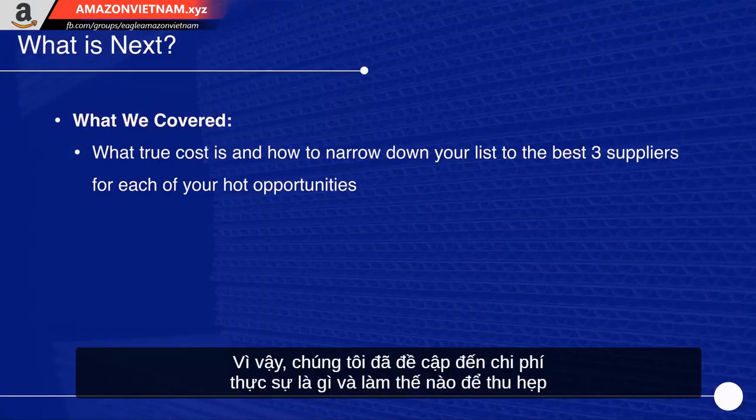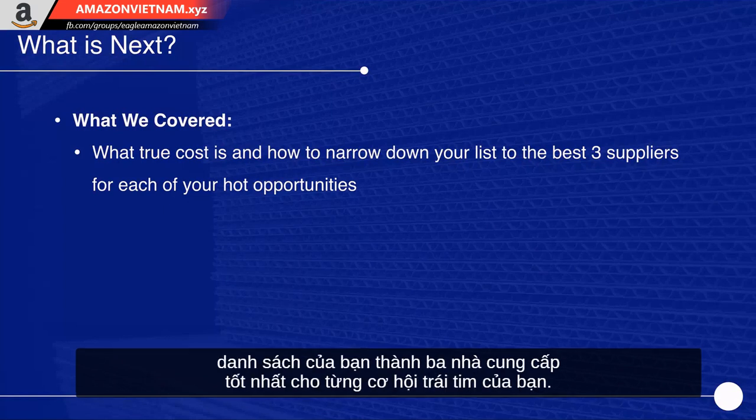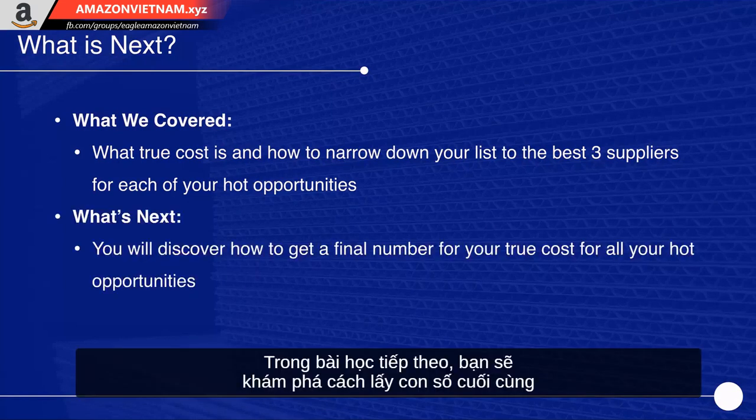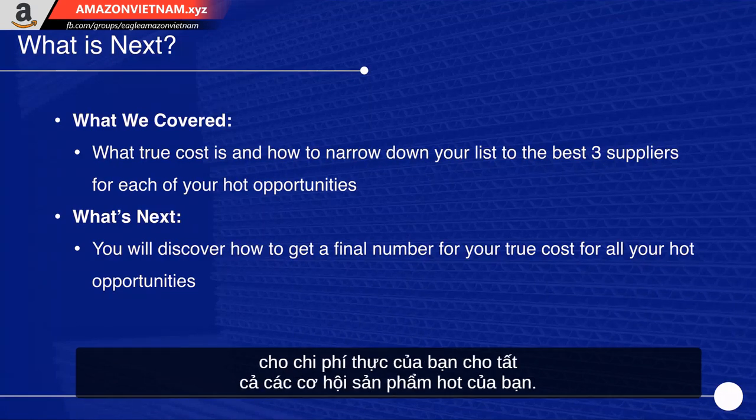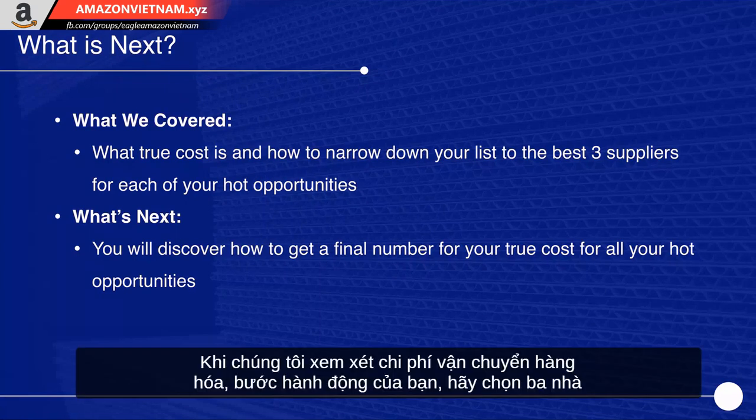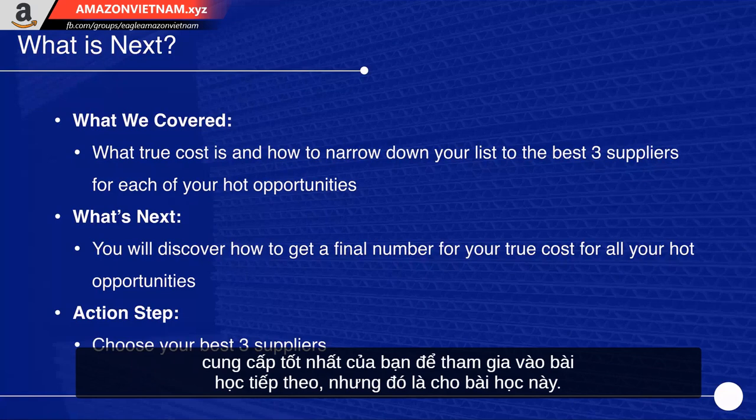So we covered what true cost is and how to narrow down your list to the best 3 suppliers for each of your hot opportunities. In the next lesson, you're going to discover how to get a final number for your true cost for all your hot product opportunities when we look at freight costs. Your action step, choose your best 3 suppliers to take into the next lesson.